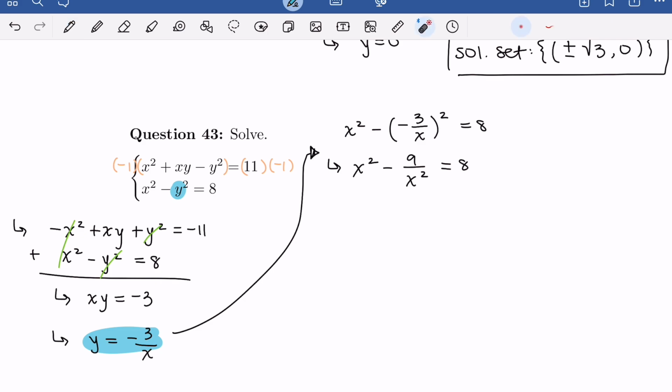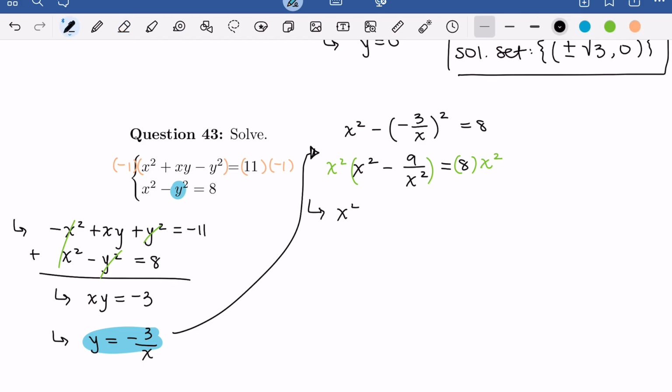So from here we have an x squared in our denominator, and usually we want to clear fractions. So the first thing that we're going to do is multiply both sides of our equation by x squared. Doing that, we're going to have x squared times x squared.